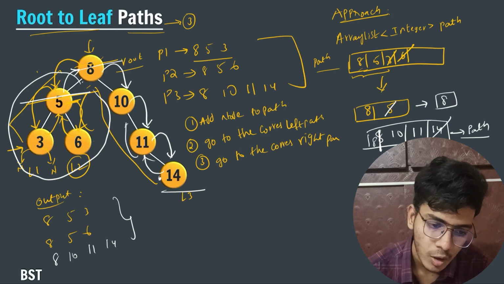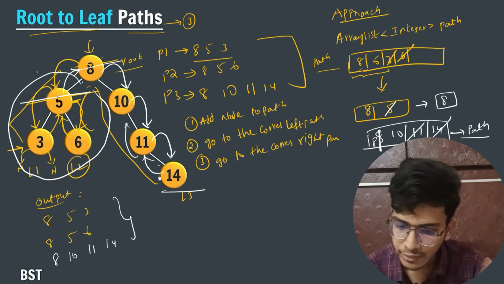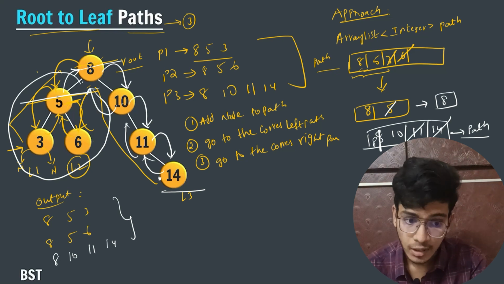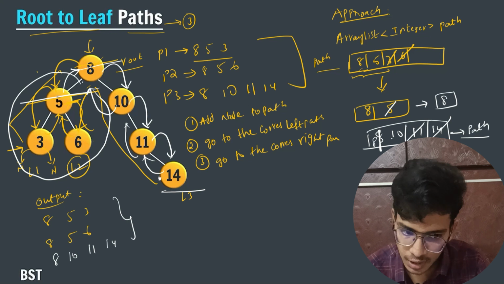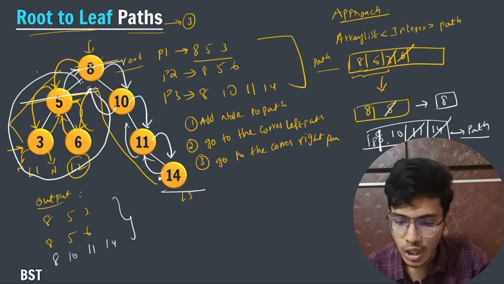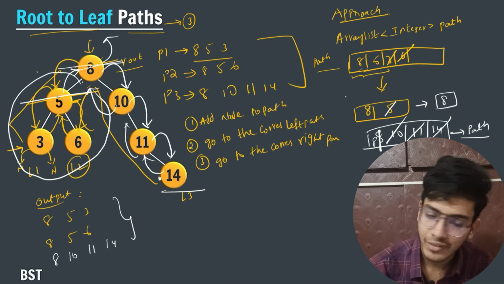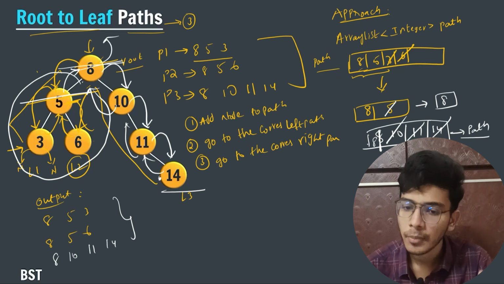After this, 11 will return to 10, and I will remove 11. Now this 10 will return to 8. As I come back to my previously called function, I will remove 10. Now this 8th function will return to the main function. Now it will return the value to the main function.